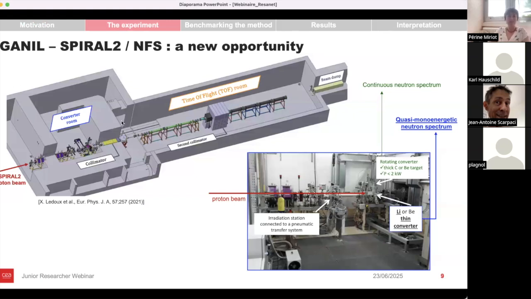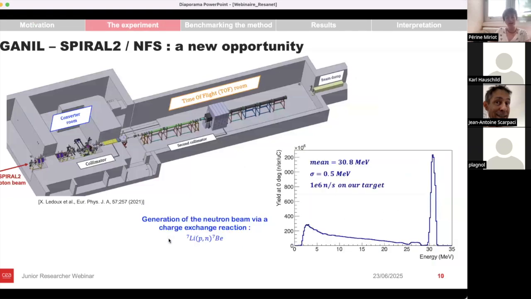So this facility is separated into two rooms. The first one is the converter room, in which the SPIRAL 2 LINAC proton beam is sent. And you have here a picture of the converter room. In my case, we wanted to have a neutron beam spectrum, so the proton beam was sent onto a converter. At NFS, there are two types of converter, which can deliver continuous neutron spectra or quasi-monoenergetic neutron spectra. This is the one that we used, and for that we use a thin lithium converter. And the neutron beam is generated via the charge exchange reaction, which is written here.